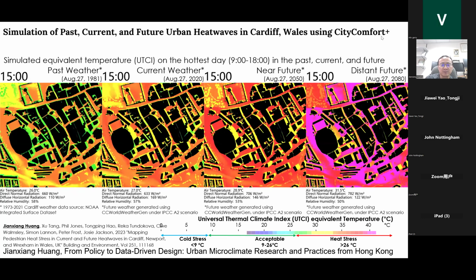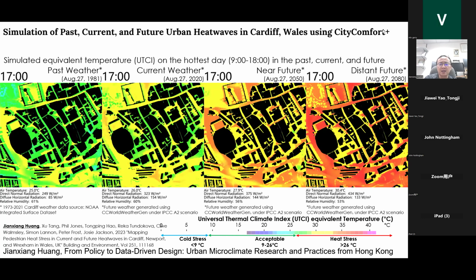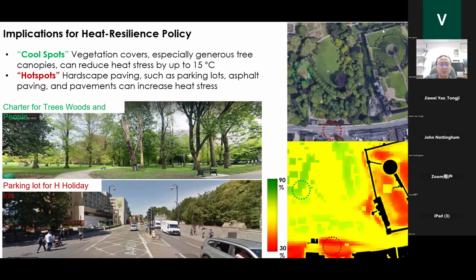And you're able to force the model into the future, from the past to current to near and distant future, following the IPCC scenarios using the future weather generator of various models provided as infrastructure. That also gives us inspiration of where these locations are consistently hot. These locations really are at 3 meter or 5 meter scale, at what we call the street block scale. For instance, at Bute Park at the center of Cardiff, generous tree canopies can deliver a lot of cooling.